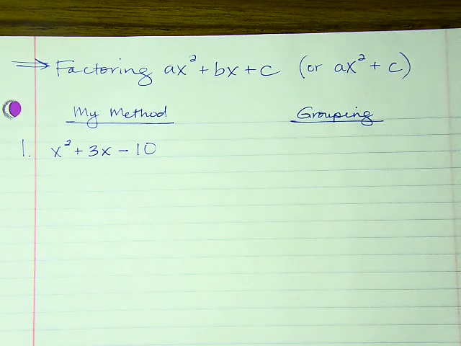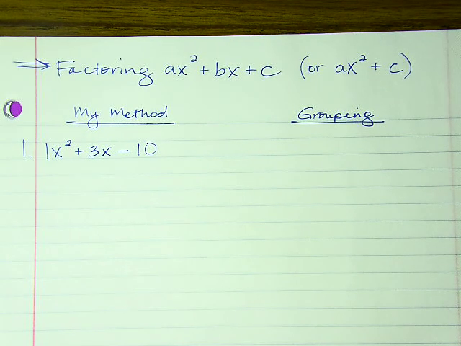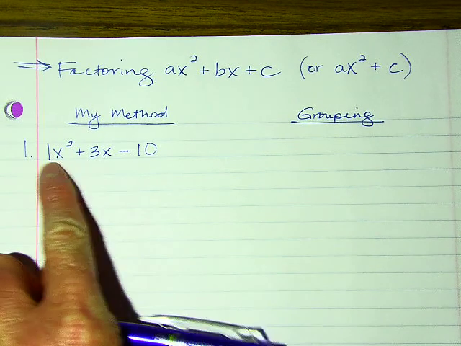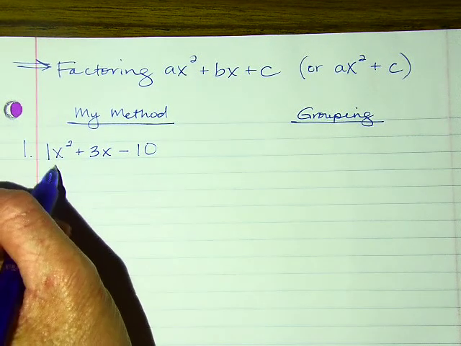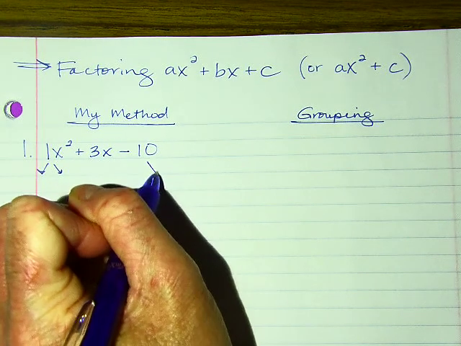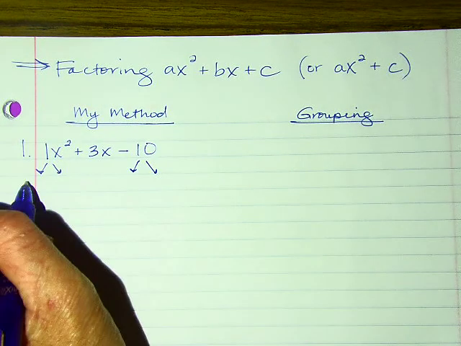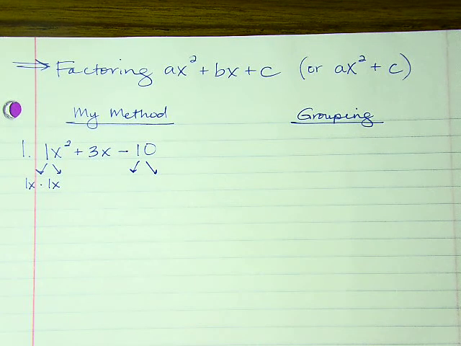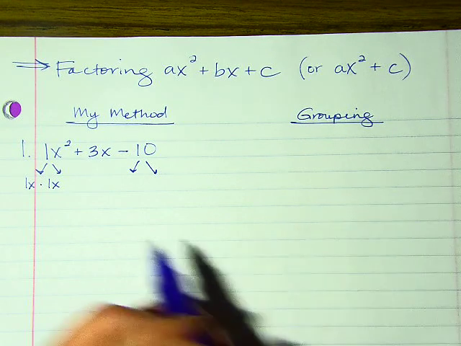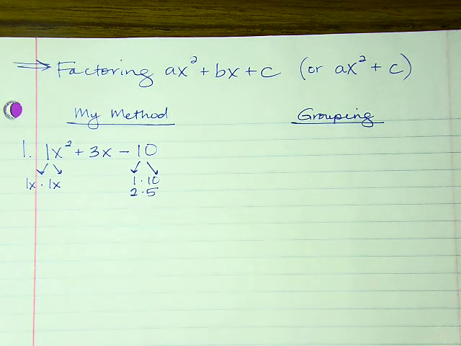Now the first thing I notice is that out front there is a 1. Okay, it's invisible. I'm always going to look for a GCF, but 1, 3, and 10 have nothing in common. So then I write the factors of the first term and the last term. Factors of 1x squared would just be 1x times 1x, right? The only factor of an invisible 1 is 1 times 1, and x squared would be 2 x's, x times x. Factors of 10 are 1 times 10 and 2 times 5.